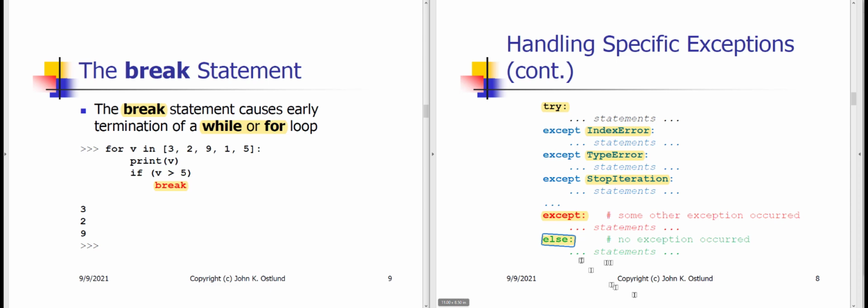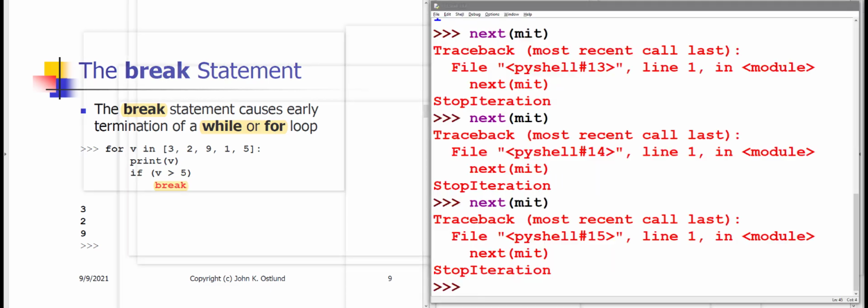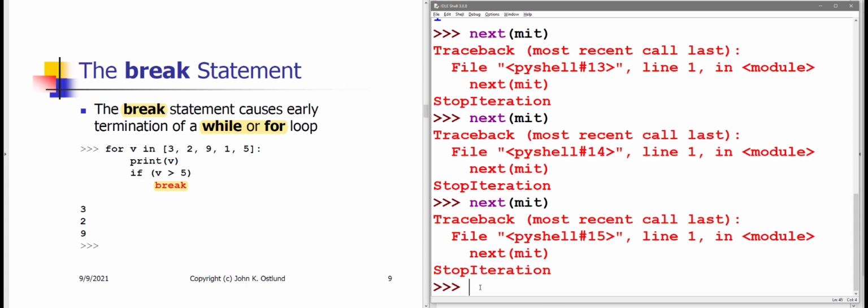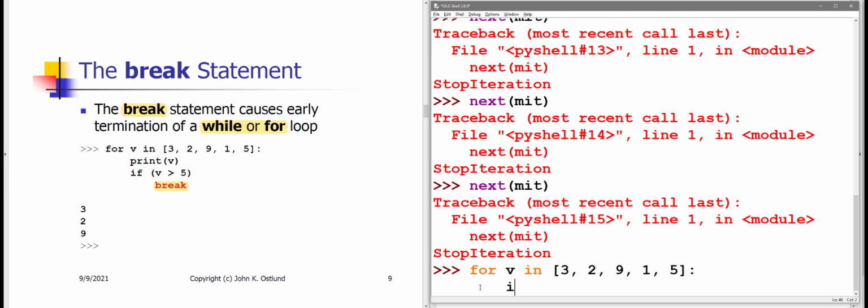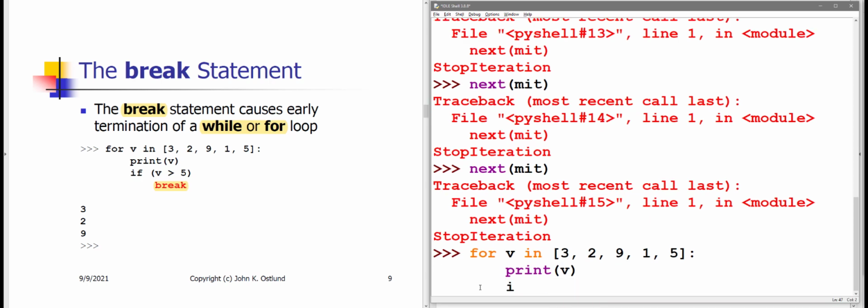Okay, let me do this interactively in my shell so you can see what's going on. Here's my shell, and I'm going to say for v in, and here I have a literal list typed in, 3, 2, 9, 1, 5. And I'm saying print the value of v, and then if, oh, I don't need parentheses here.